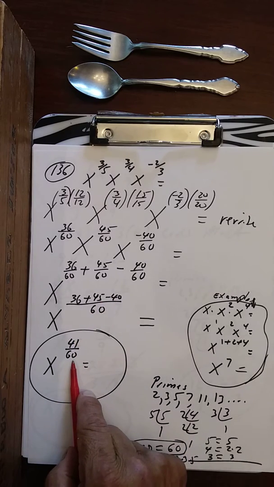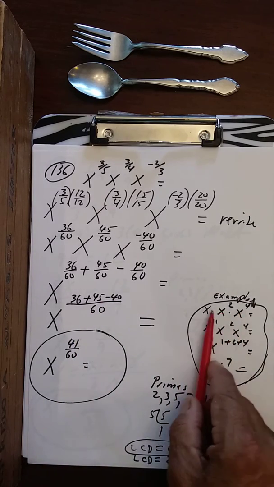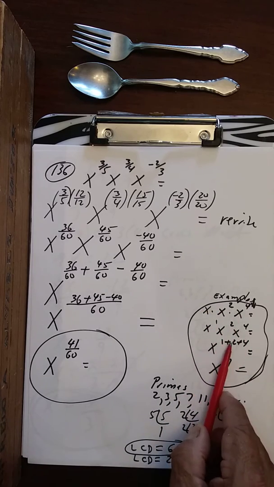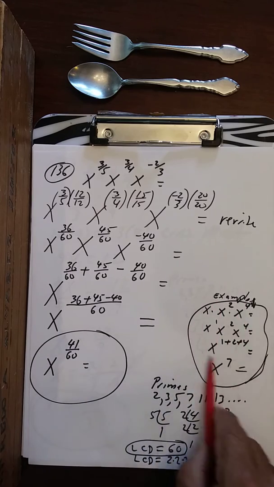Can I reduce that anymore? No. Again, an easy one: x^2, x^4, x to the 1. x to the 2 times x to the 4 times x: 1 plus 2 plus 4 is x to the 7. That's an easier one to look at.